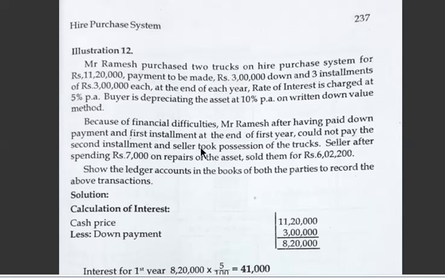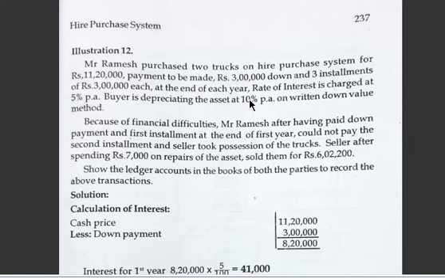After reading the problem we understand it is default and repossession. The first step is calculation of interest. The installment amount, rate of interest, and cash price are all given in the problem, so we go for the first case, which we use when all the information is given. Cash price 11,20,000 minus down payment 3 lakh gives the remaining price of 8,20,000. Now, what is the interest for the first year?